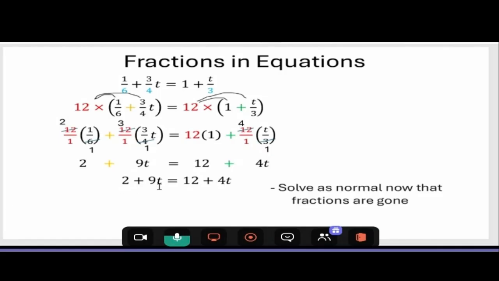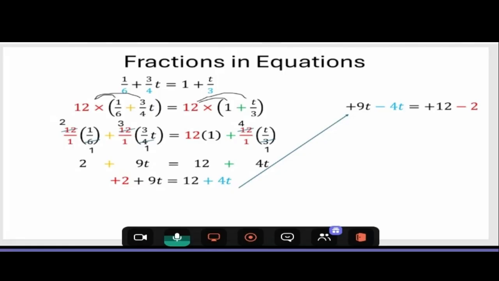So I'm going to get all my t's to the left, so this added 4t over there, I'm going to make a subtracted 4t on the left, and the added 2 on the left, the constant, I'm going to make a subtracted 2 on the right, like so.